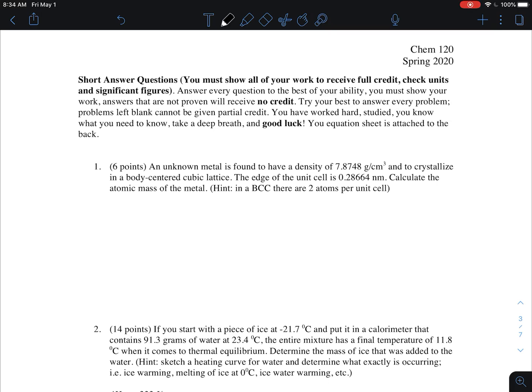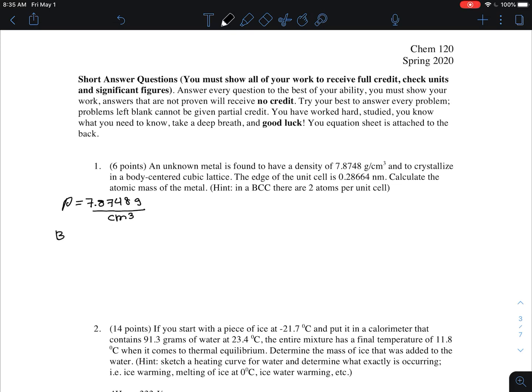Alrighty, reviewing the short answer questions of the practice exam. Number 1, an unknown metal is found to have a density of 7.8748 grams per centimeter cubed. So you've got a density of 7.8748 grams over centimeter cubed, and it's crystallized in a body-centered cubic lattice.